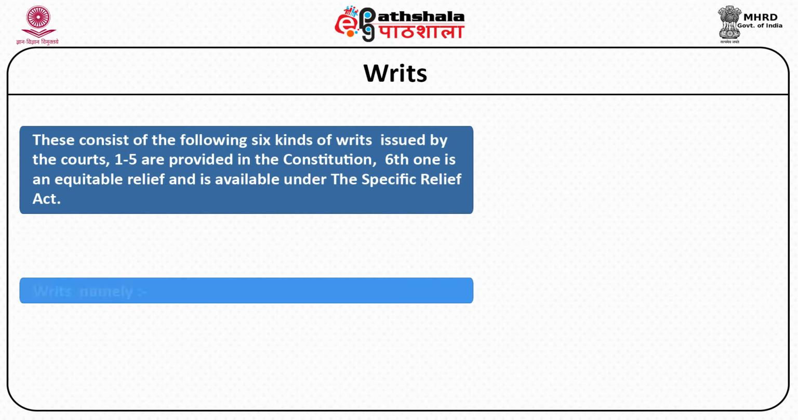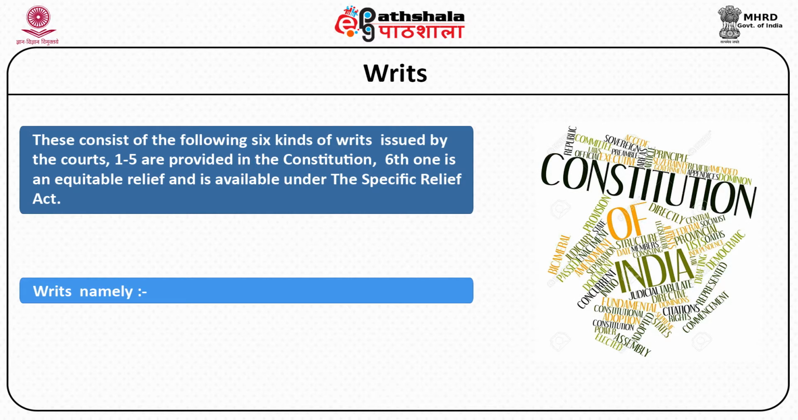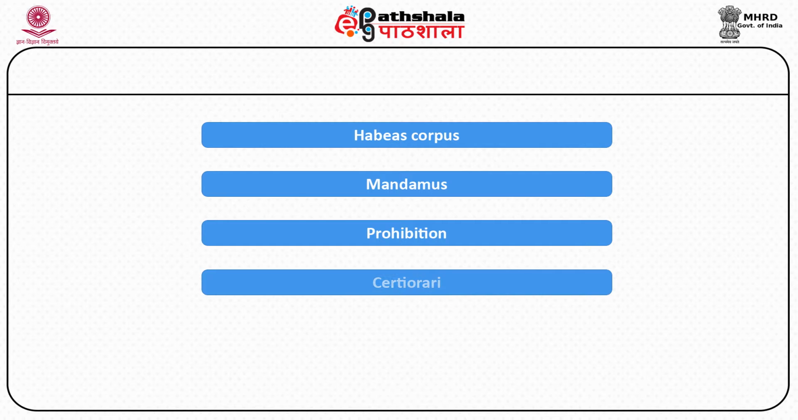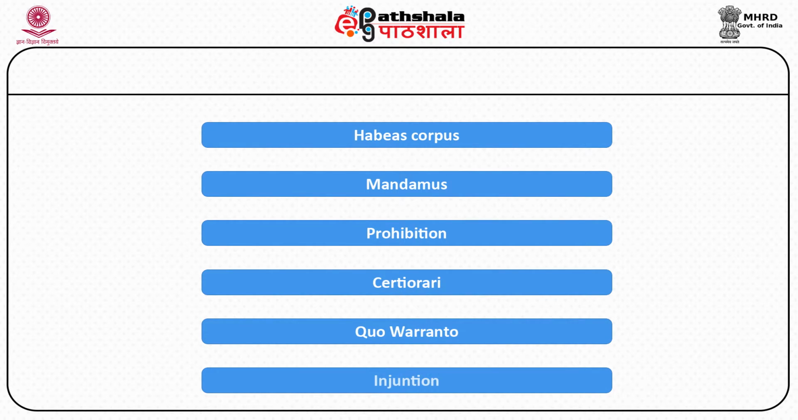Now, these consist in fact of 6 kinds of writs. They are habeas corpus, the writ of mandamus, prohibition, certiorari, quo warranto, and injunction. The first 5 of these writs, that is habeas corpus, mandamus, prohibition, certiorari, and quo warranto, are provided in the Constitution, and the 6th writ, which is in the form of injunction, is provided under the Specific Relief Act, and it is a form of equitable relief.